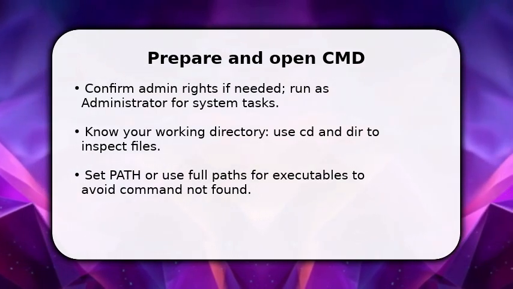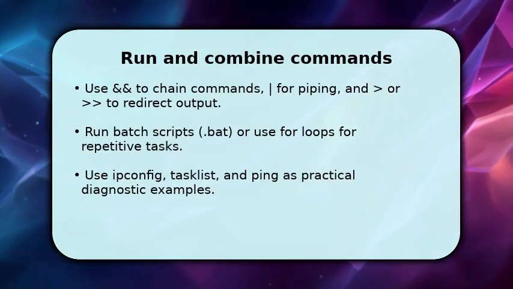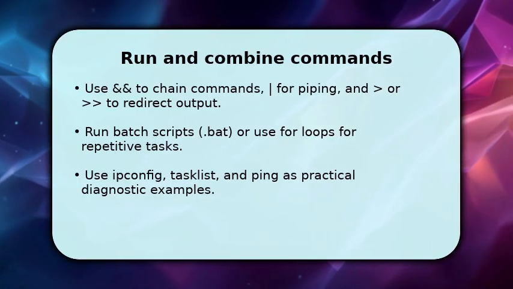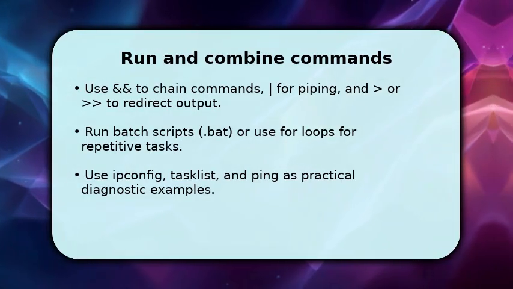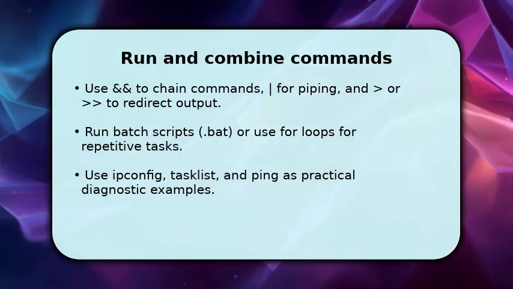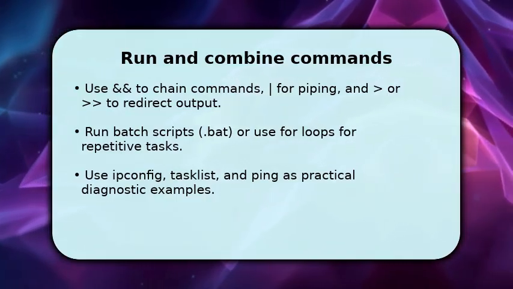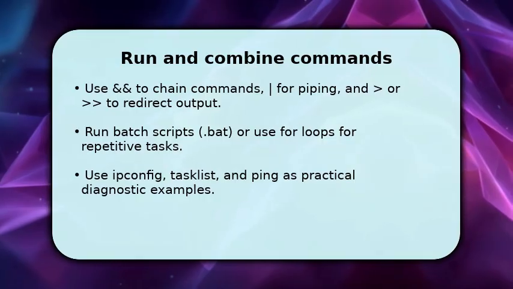Now you execute commands and combine them to automate tasks. Use && to run the next command only if the previous succeeded, and use | to pipe output into another tool. That explains how you transform data step by step. Redirect output with > or >> to save logs. For repeated actions, run batch files, or for loops to avoid manual repetition.